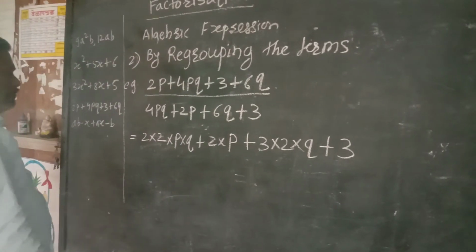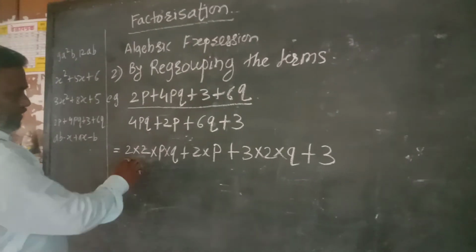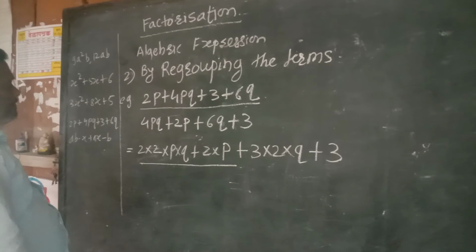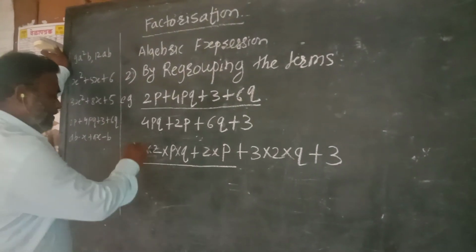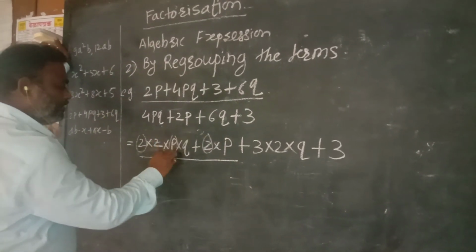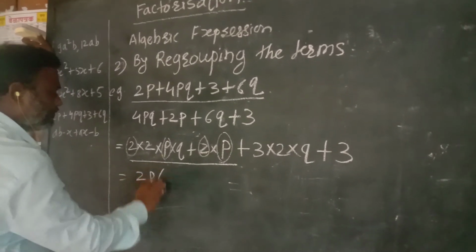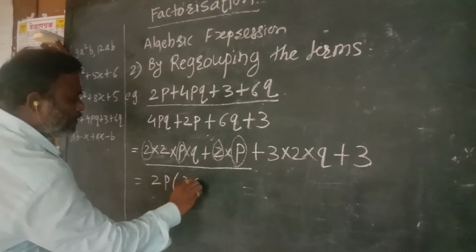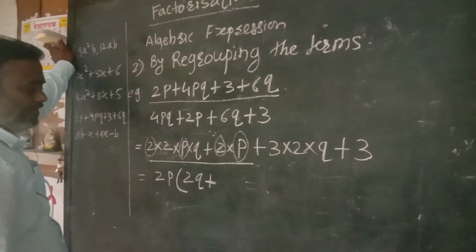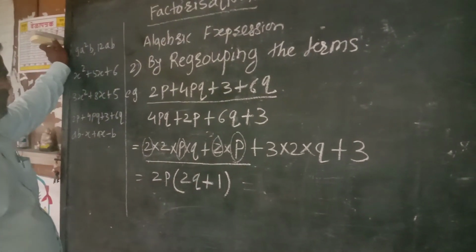Now we have to carry out grouping. Before that we have to take the common factors. In the first two terms we have to check which factors are common. Here it is 2. Similarly here also 2. Here it is p. Here also p. So we can take out the 2p. Remaining is 2q plus 1, because when the whole 2p goes outside, nothing is balanced, so we simply put 1.